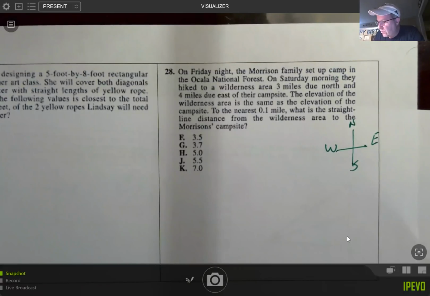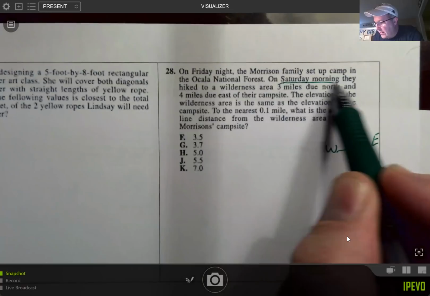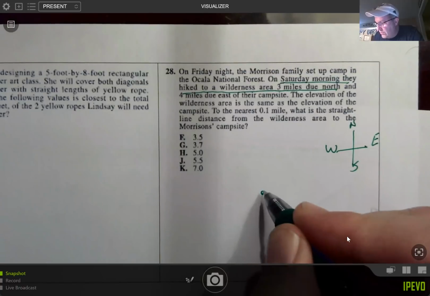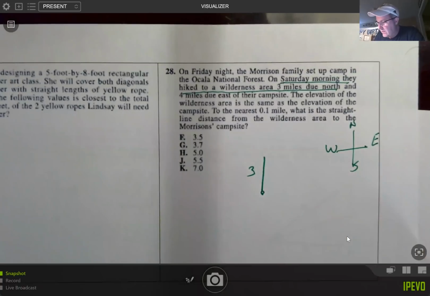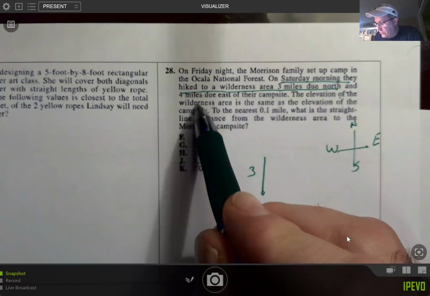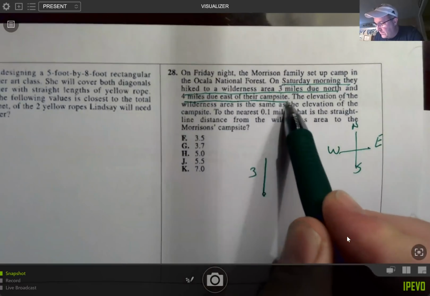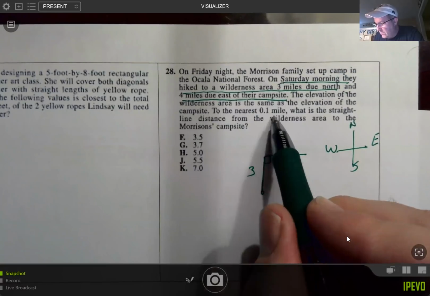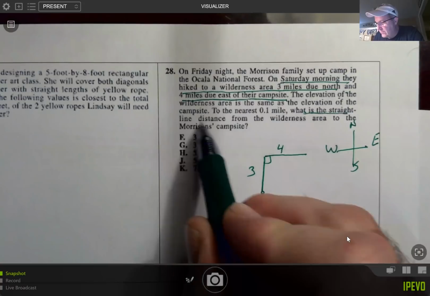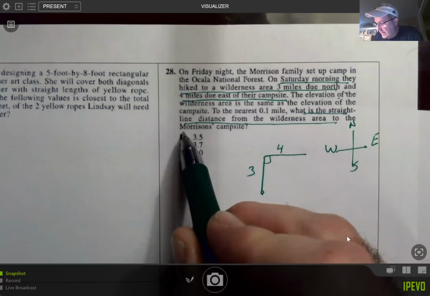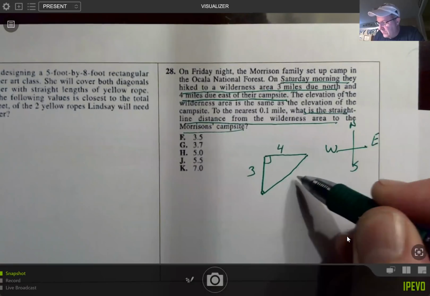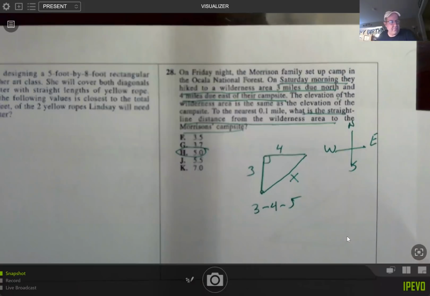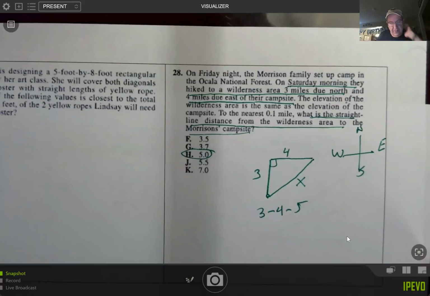Okay, we're reading here. It says on Saturday morning, they hiked to a wilderness area 3 miles due north. So here they are starting. They go 3 miles due north, then 4 miles due east of their campsite. What is the straight line distance from the wilderness area to their campsite? How long is that? Well, I'm hoping everyone did a 3, 4, 5 triple to get there. Definitely the most efficient way to do that.